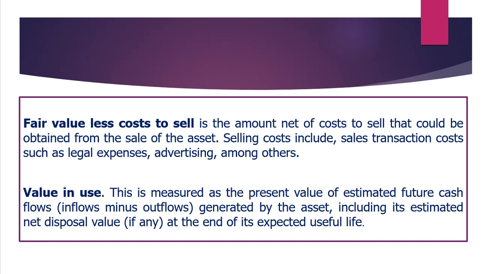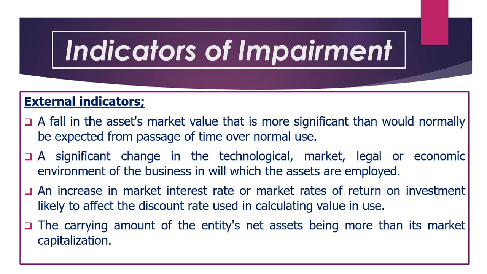One is a fall in the market value of an asset. Now, if for example, the market value of an asset has significantly fallen, it shows that the asset has impaired.